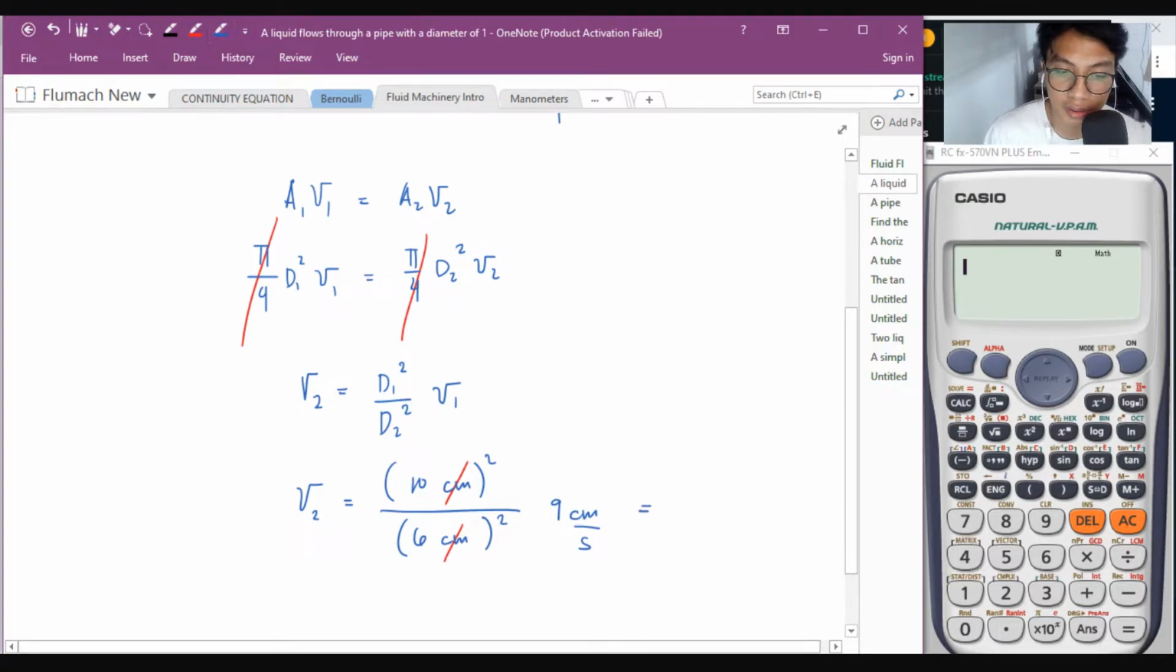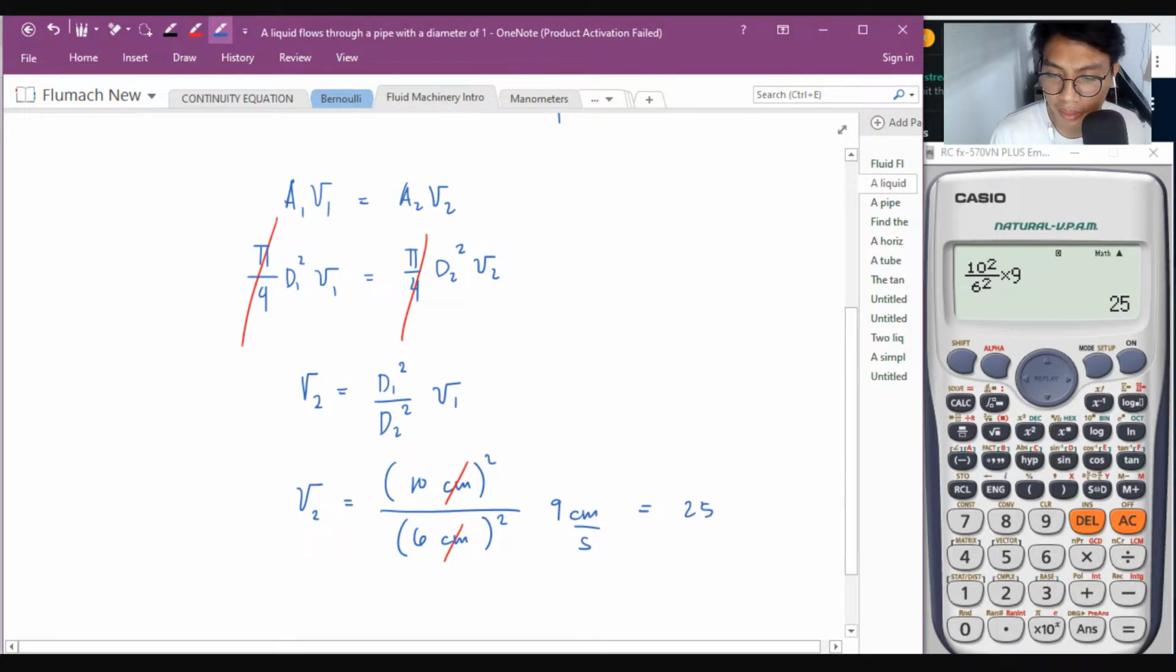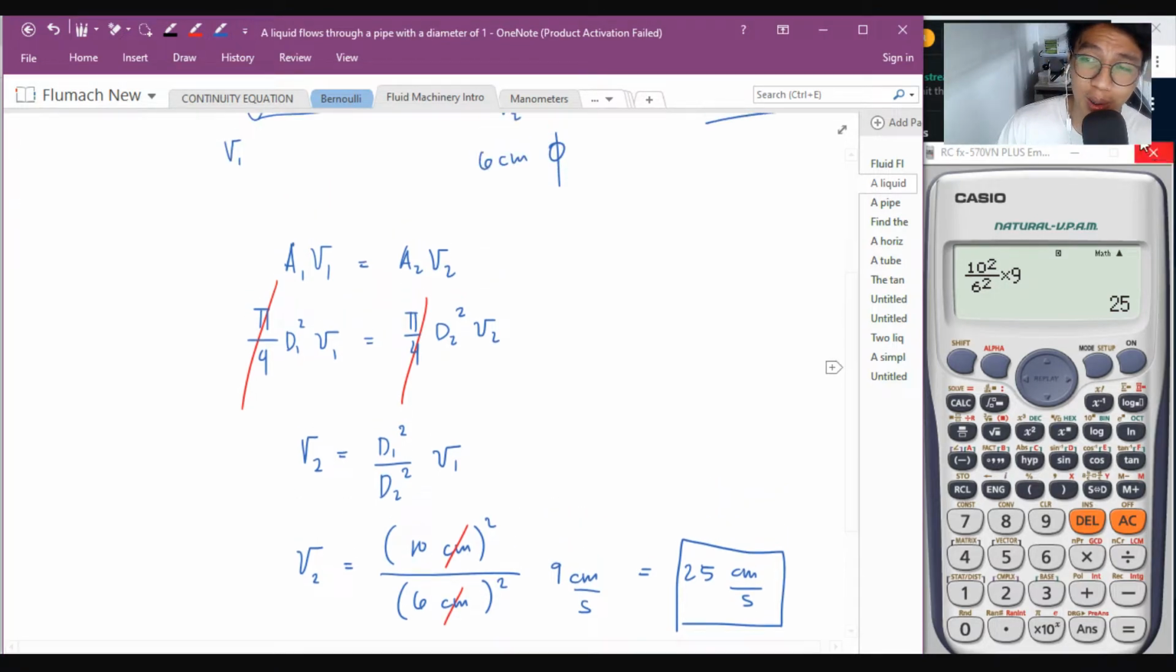Calculate natin. So, 10 squared, bale 100, 6 times 6, 36. Bale, 10 squared divided by 6 squared multiplied by 9. The answer will be 25. Tama ba sagot natin? 25 cm per second. Very basic pa yan. Oh, sir, may tinatanong bang ganyan sa board exam mo? Oh, almost pre-score to eh, pag mga ganito tinatanong sa board exam.